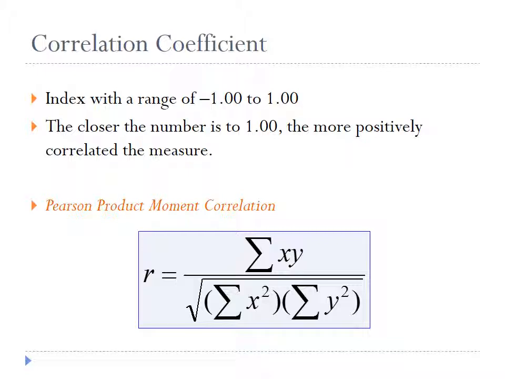At the top, you see the sum of x times y. So we have two different variables, x and y. X is your score on the first administration of a test. Y is your score on a second administration of a test. On the bottom, we have the individual correlations. How everyone did on test X and how everyone did on test Y.